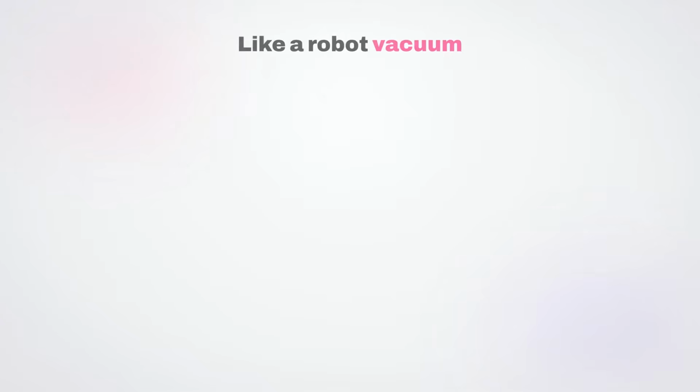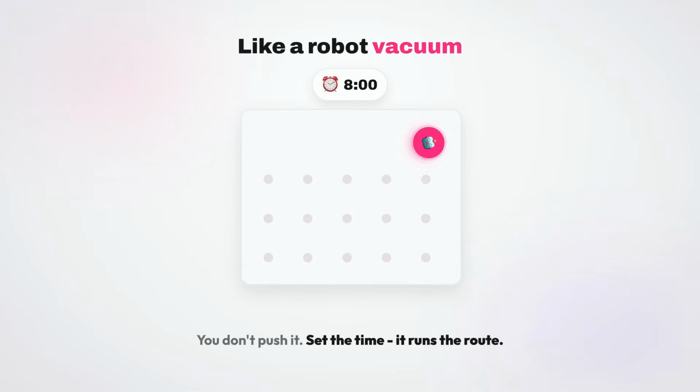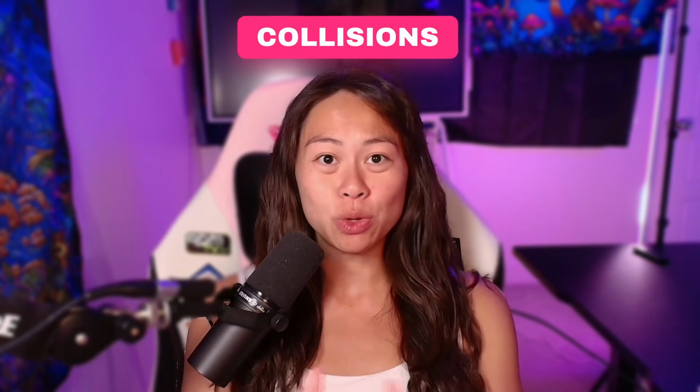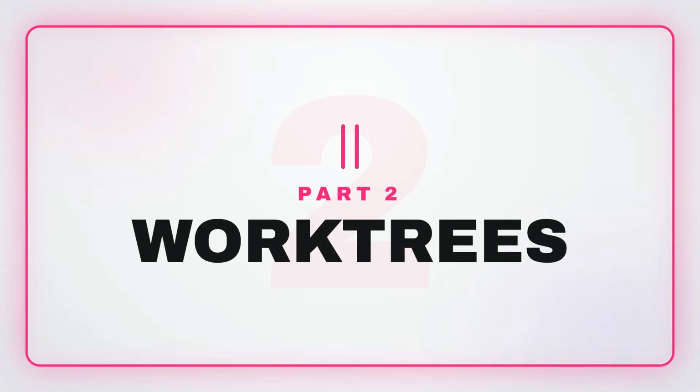Think of it like a robot vacuum. You don't push it around the house. You set a schedule and it runs the route by itself. But the second your loop wakes up more than one agent, they start bumping into each other. So part 2 keeps them safely apart. Part 2, Worktrees. Call these the lanes.